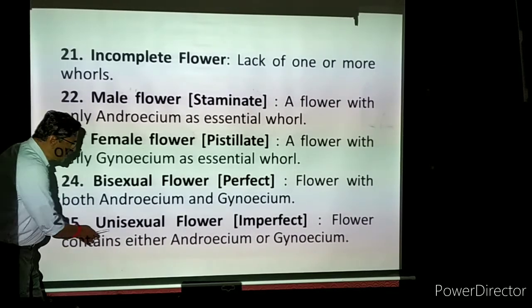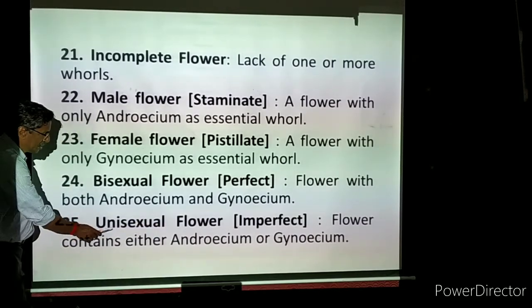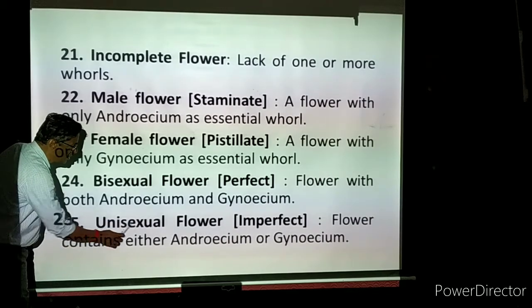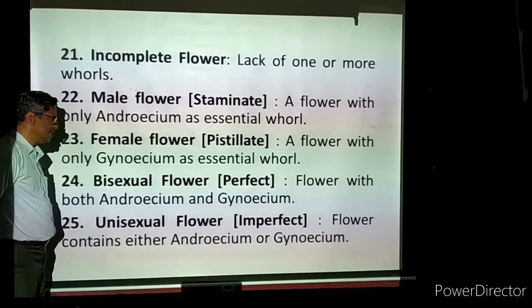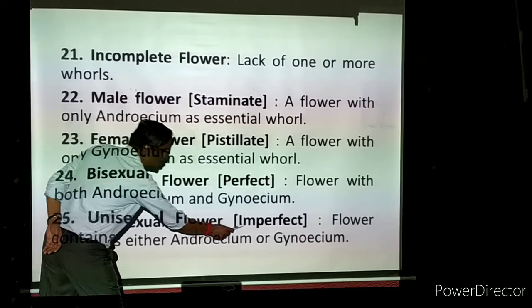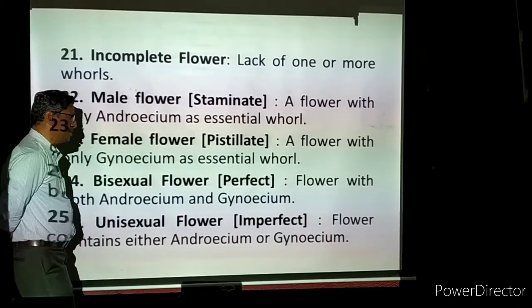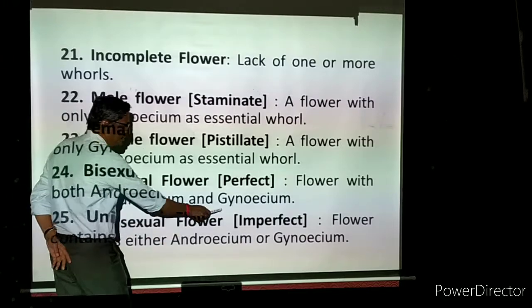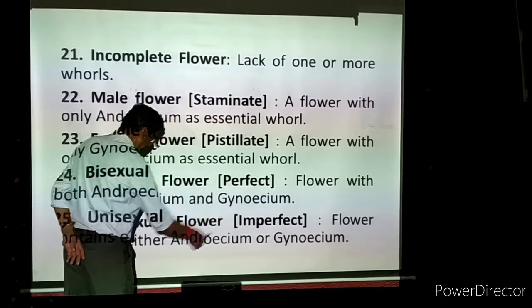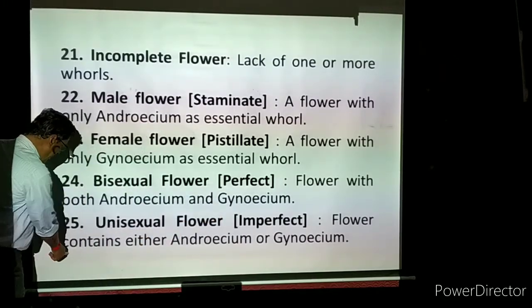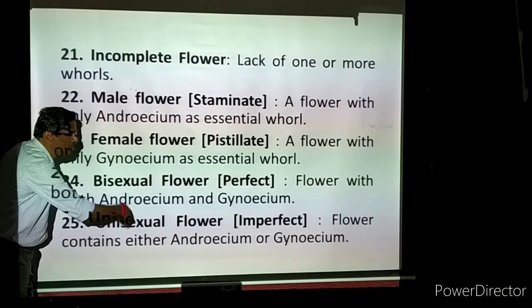Then unisexual flower. In the name itself we can understand, unisexual, only one reproductive organ will be present in that flower. It is also called imperfect flower, opposite of perfect, imperfect flower. That means it is not perfect, something is absent. A flower contains either androecium or gynoecium.